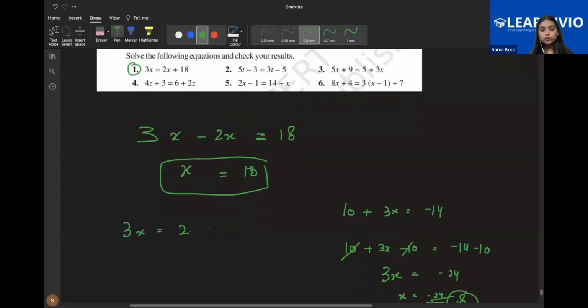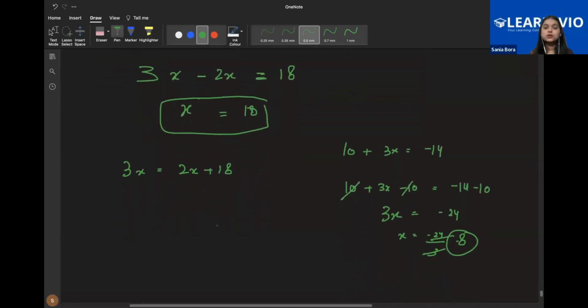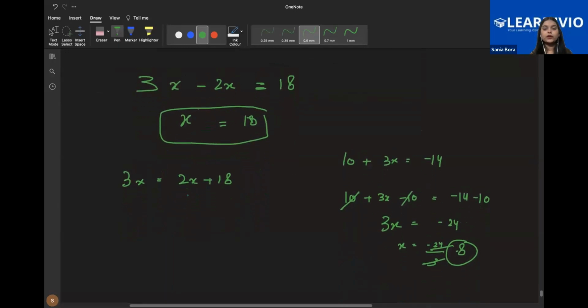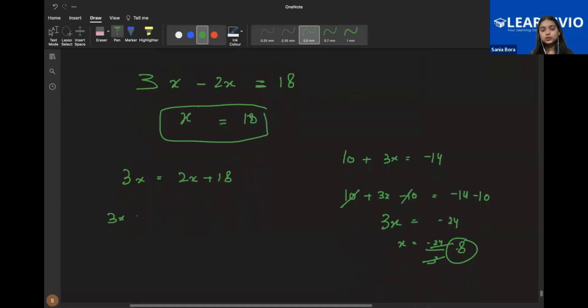3x equals to 2x plus 18. Yes? Yes, ma'am. So what you will do in this case, you can take this 2x, right, on both the sides. Yes, ma'am. So here it will be 3x minus 2x, and here 2x minus 2x plus 18. Yes? Yes, ma'am. So from 3x, if you subtract 2x, you will get x, and this got cancelled. What is left? 18.